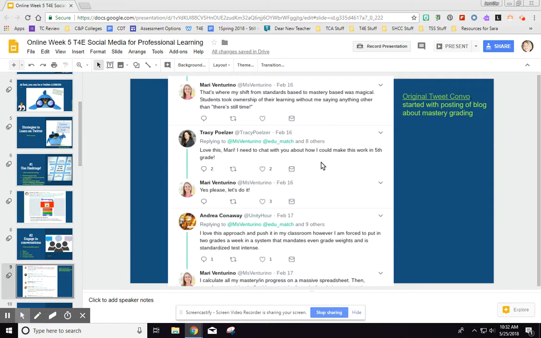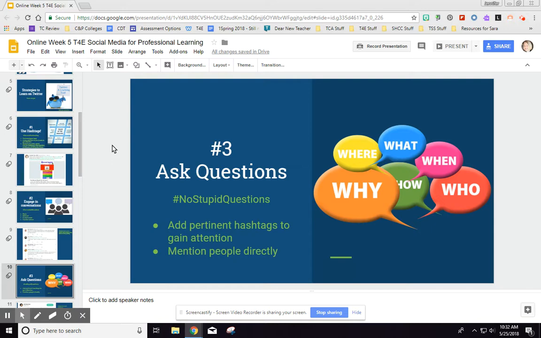So this is a conversation that started with a post about mastery grading. And so these people are talking about what they're doing, what they're thinking. This one asks a question. So you can see that it's more than just about putting information out there.